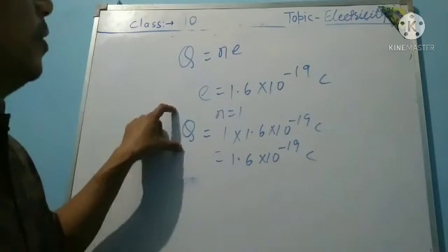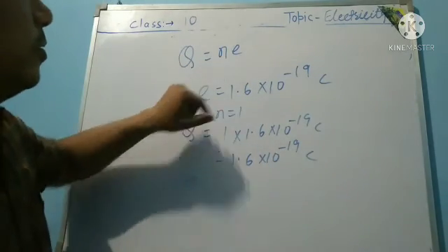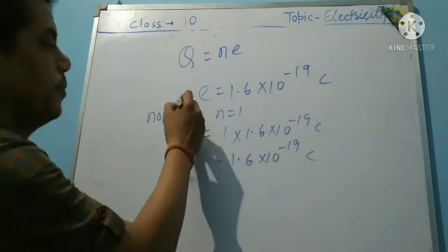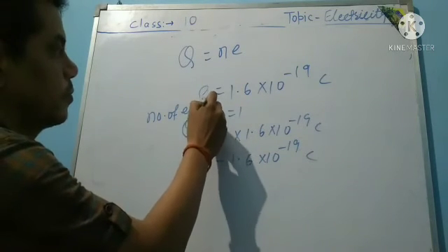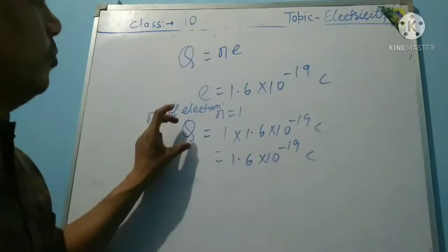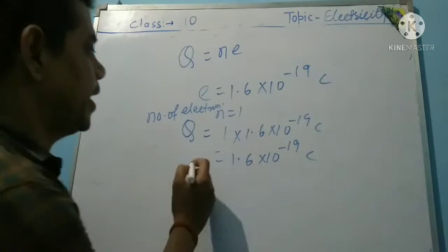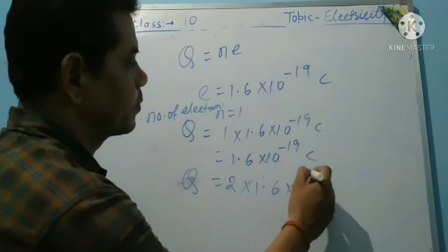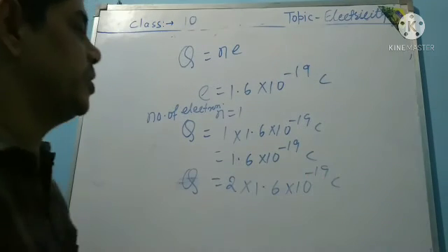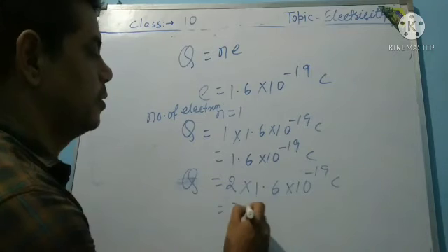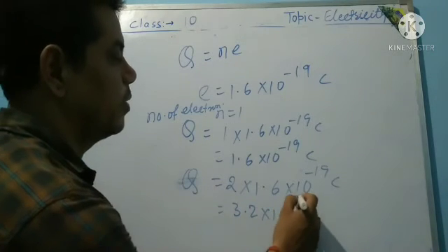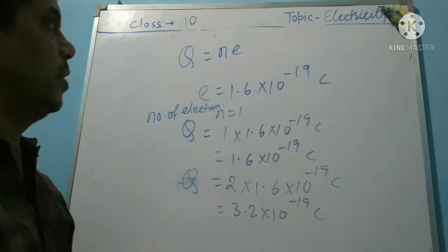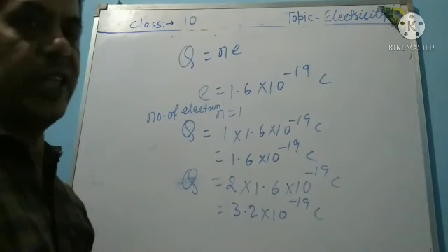The charge depends on the number of electrons; that is Q, the charge. If we take N equal to 2, then the charge is 3.2 times 10 to the power minus 19 coulomb. In this way we find the charges.